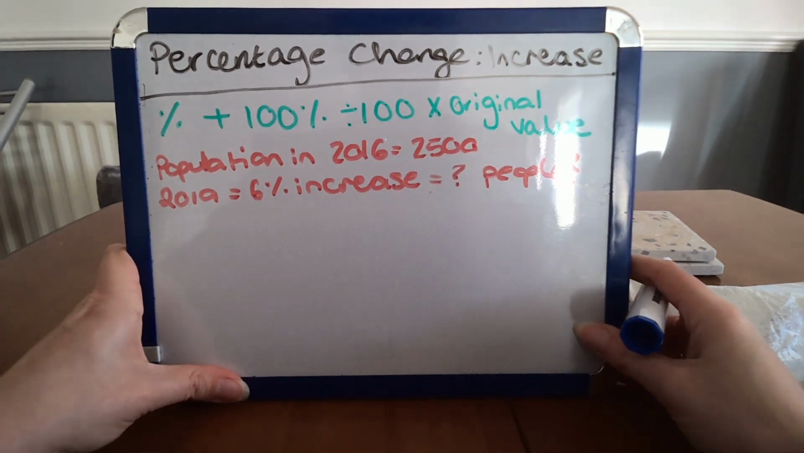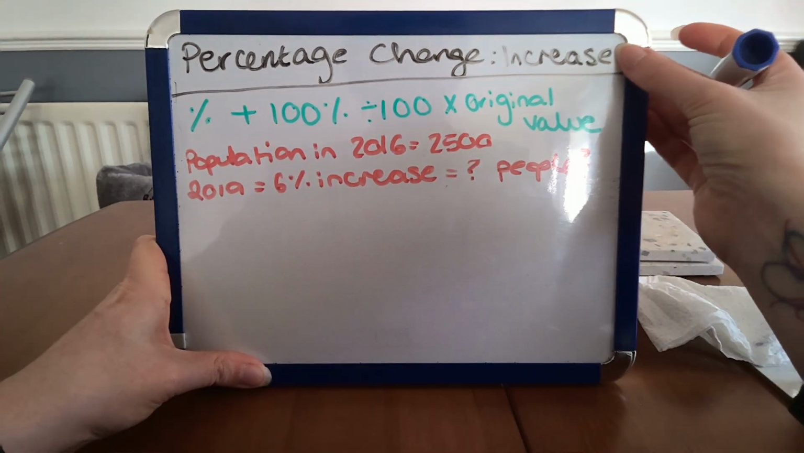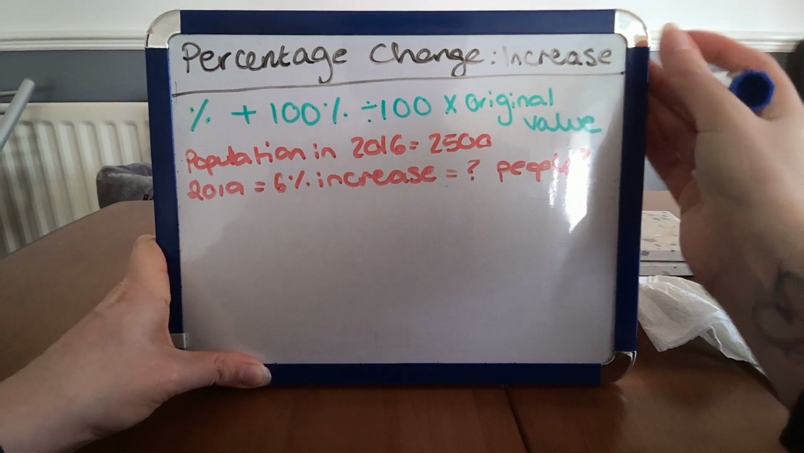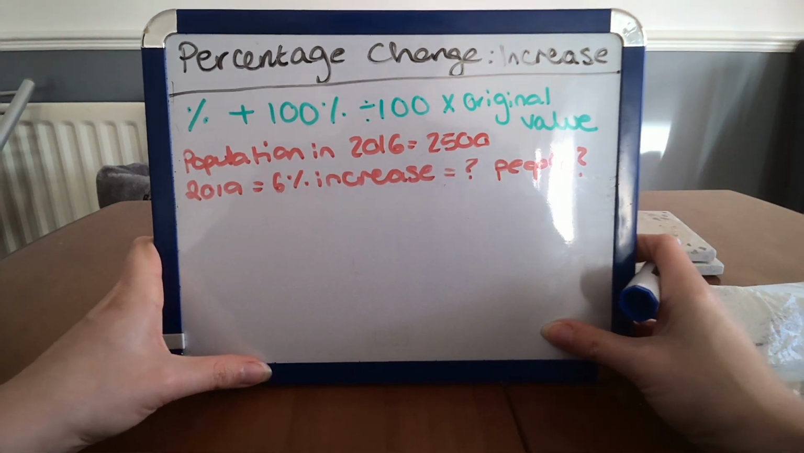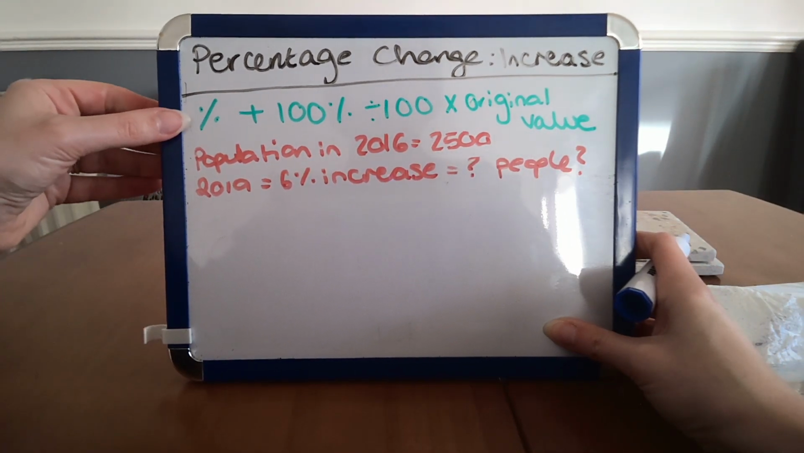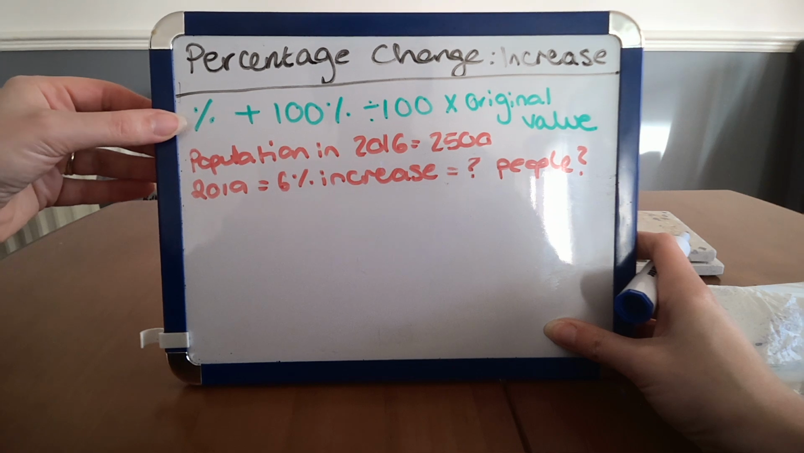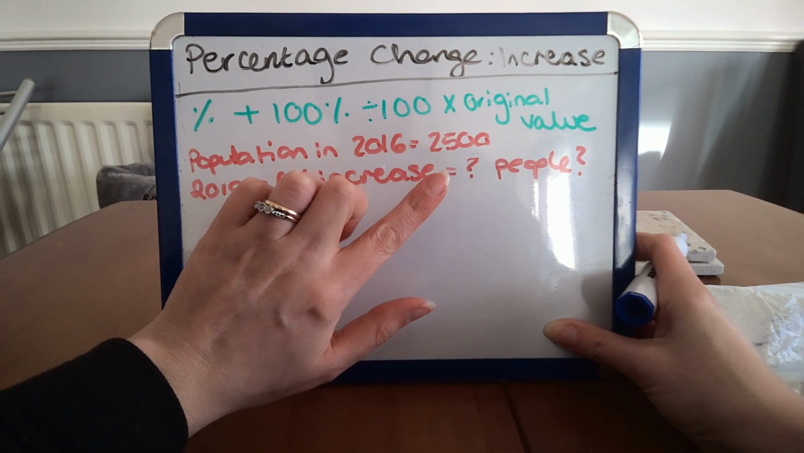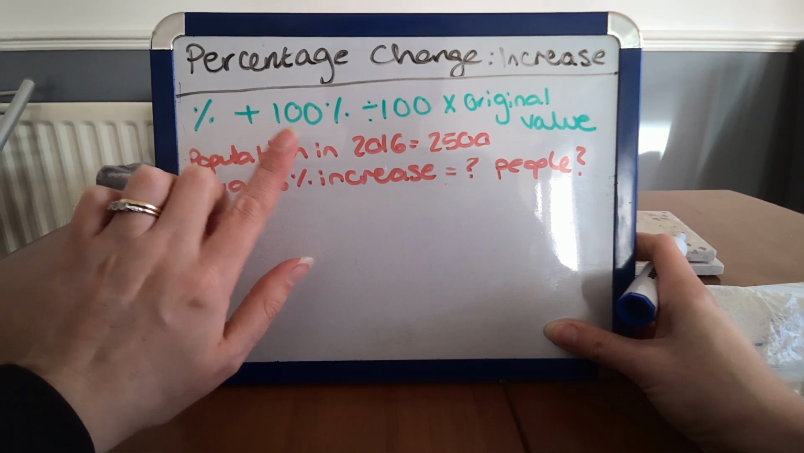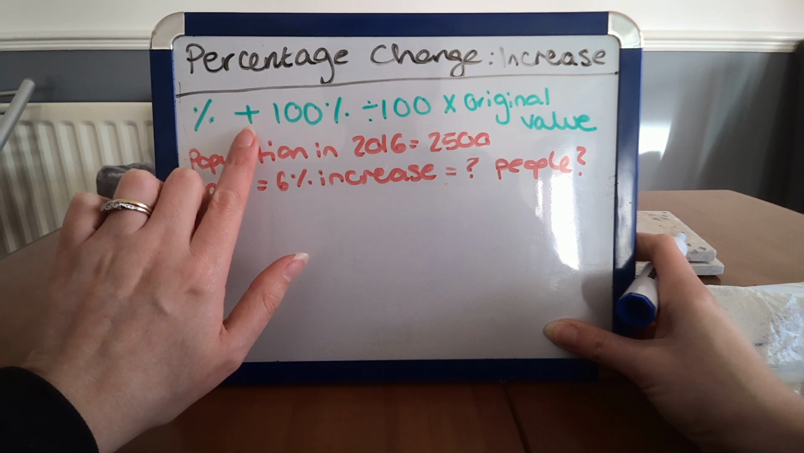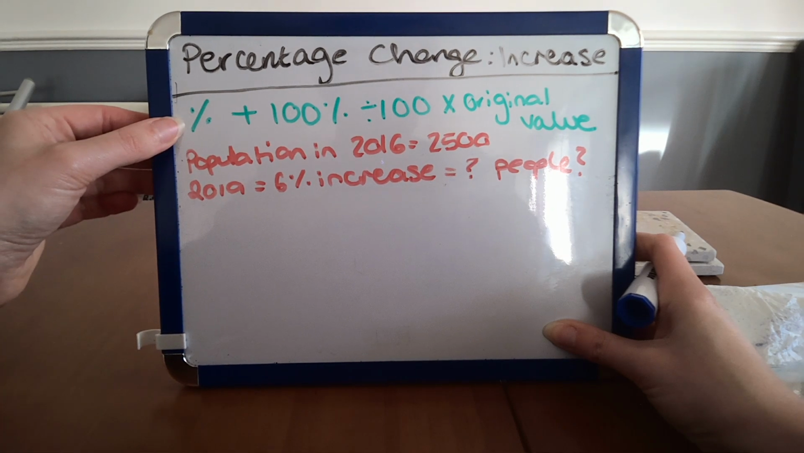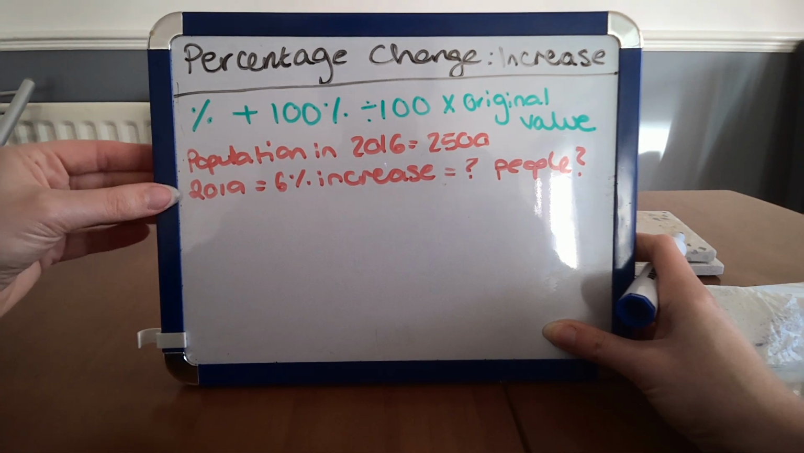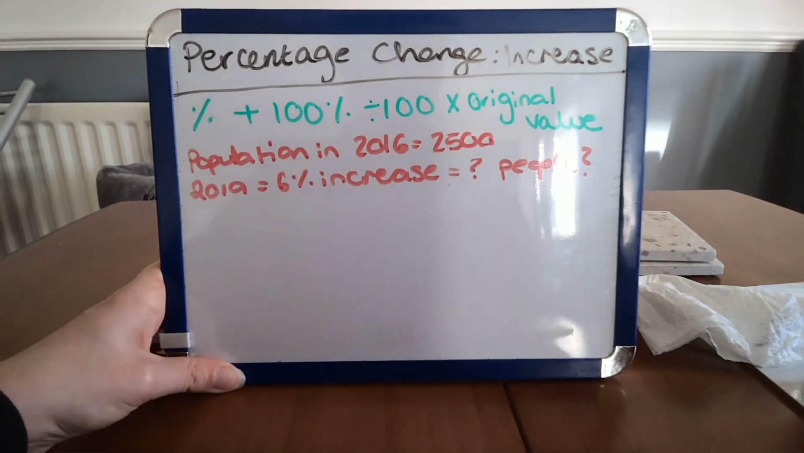This video will be going over percentage change, specifically increase in percentage change, and we will go through decrease later on in this video. Now, just to highlight, this formula in green says the percentage plus 100 divided by 100 times the original value. It's a plus because we're doing increase. When we do decrease, this will change to a minus. Now, this formula might not make a whole lot of sense at the moment, but when we apply it to a question, hopefully it will start to make a bit more sense.